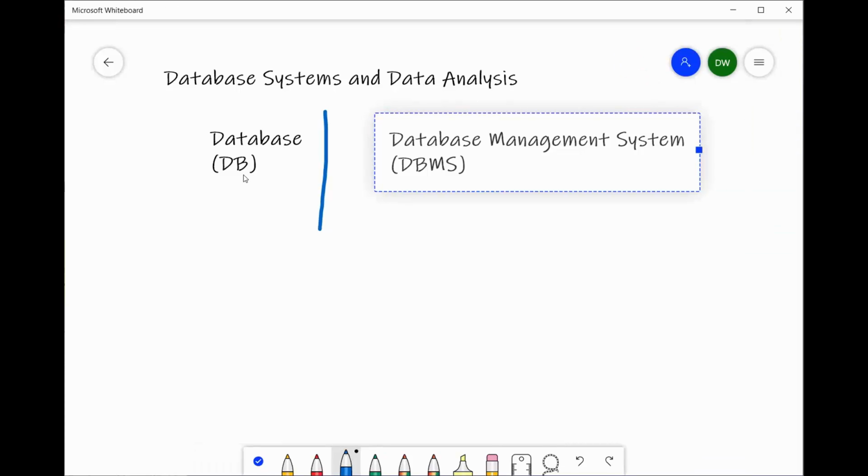So sometimes you will confuse these two terms. These two terms refer to things that are not the same. Here we talk about databases, and on this side we talk about database management system. What we mean by database is a collection of logically related data, right?